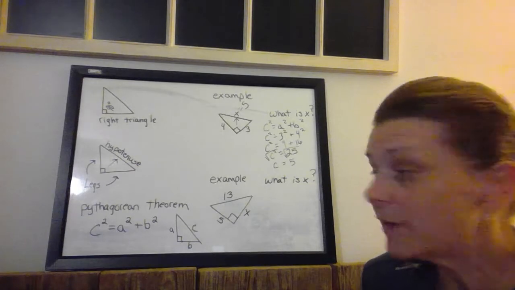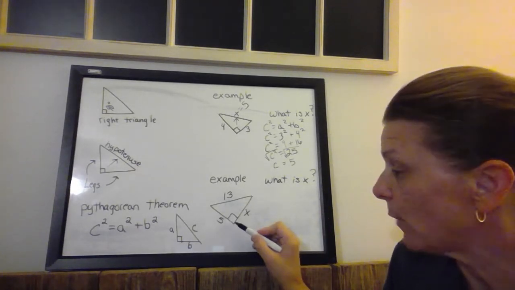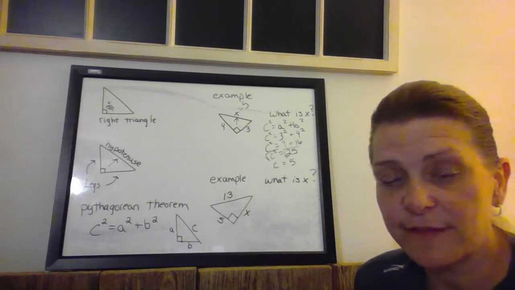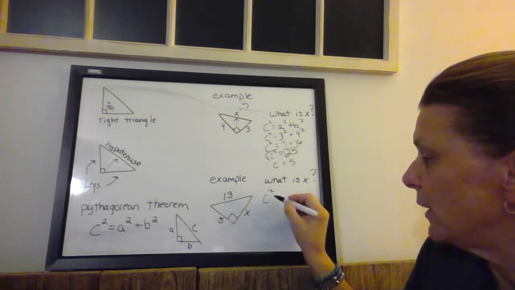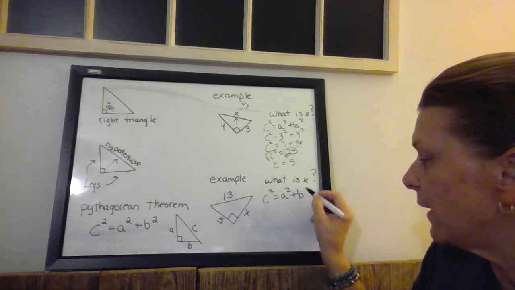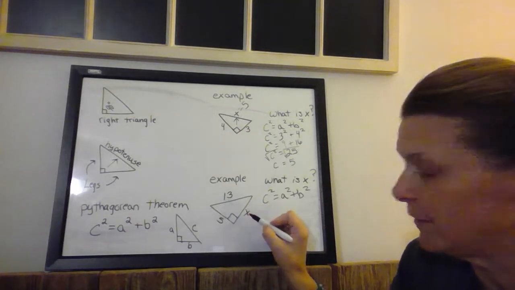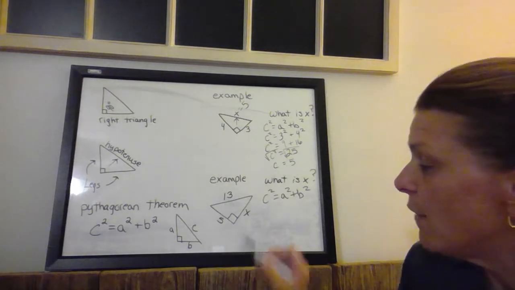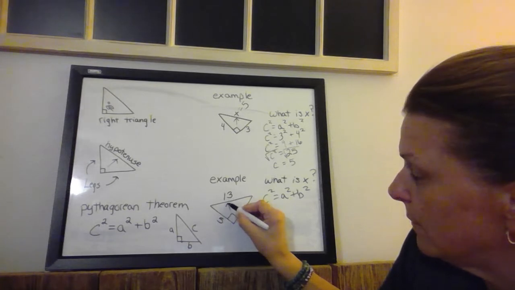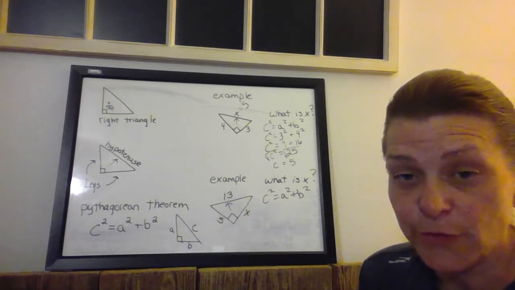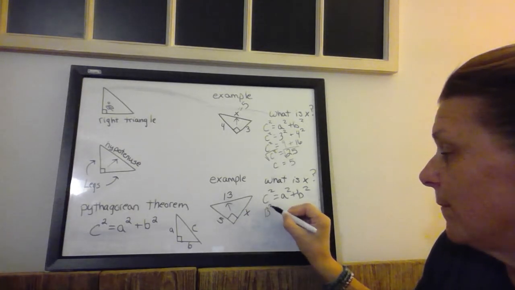So let's do one more example here. What is X? Here's our triangle. We know it's a right triangle because it has the symbol that tells us it has a 90-degree angle. There are 3 sides here. Since we know it's a right triangle, we can use the Pythagorean theorem. We have 2 of the 3 pieces of information, so we need to plug it in. First, we need to decide which one is the hypotenuse. There's the right angle. The one directly across is the hypotenuse. So the 13 represents the hypotenuse, which is the C. So that goes in for C.